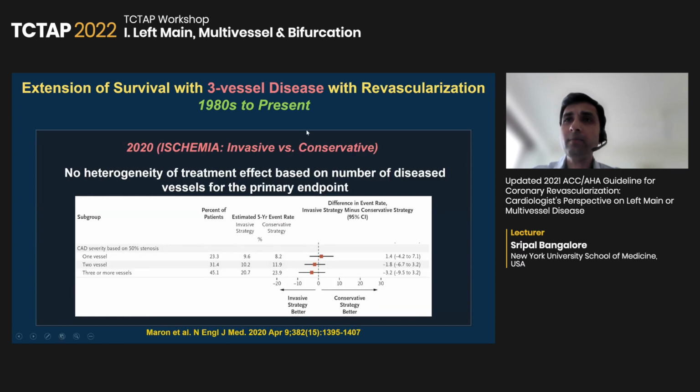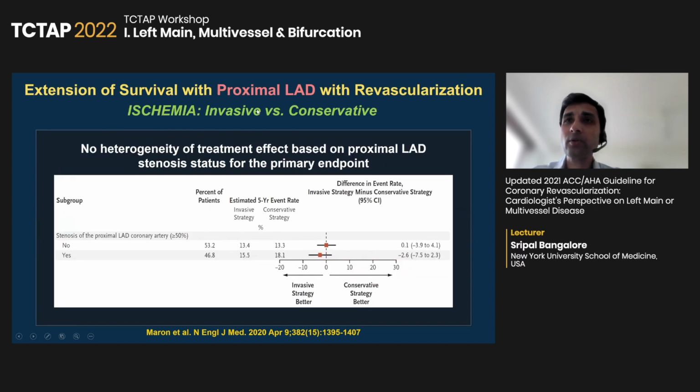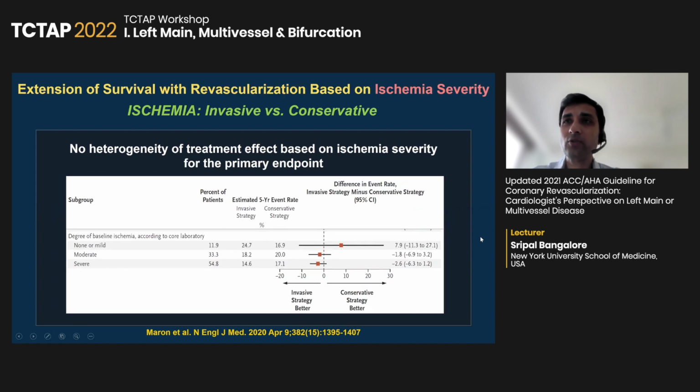If you look at the ISCHEMIA trial in patients stratified based on 1, 2, or 3 vessel disease, we did not see a significant interaction. There was no significant difference between invasive and conservative strategy, regardless of extent of coronary artery disease. The same was also true if you look at patients with proximal LAD disease. This is the ISCHEMIA trial looking at patients with and without proximal LAD disease. Again, no significant interaction, no significant difference in mortality between an invasive and a conservative strategy.